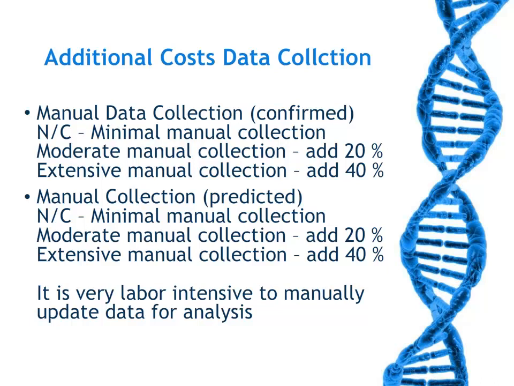That will probably be 10 to 20% more data. If you go hunting through more projects to find more, that's another 20%. And if you do extensive manual collection, that'd be another 40%. And remember, when doing this, probably half the ones that I select and manually extract probably won't even end up being part of your haplogroup. It is very labor intensive to manually update data for analysis. So these are pretty major adders.